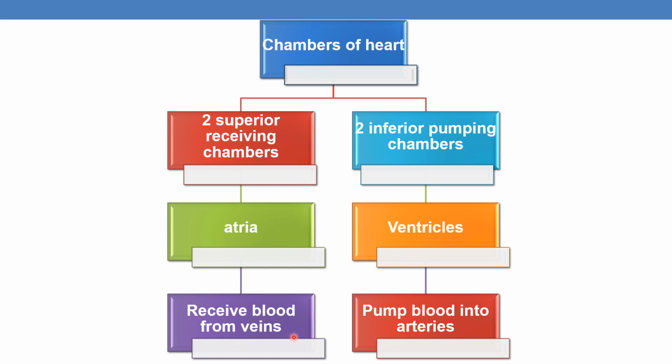Veins always carry blood towards the heart. Remember one point, veins, it can be any vein, carry the blood towards the heart. Whereas arteries carry the blood away from the heart. Artery is nothing but a blood vessel. So it carries blood away from the heart. Veins carry blood towards the heart.